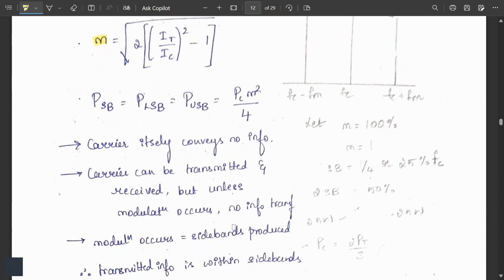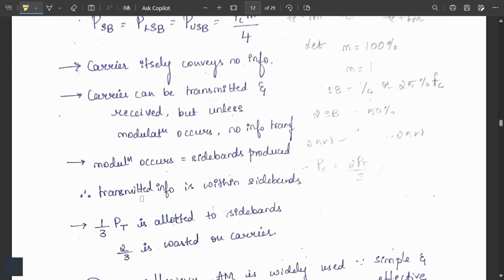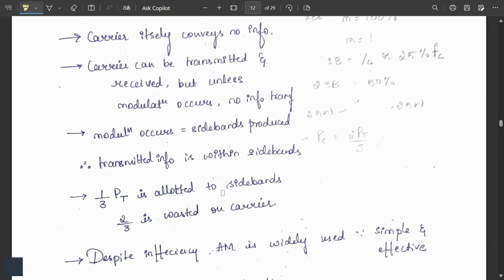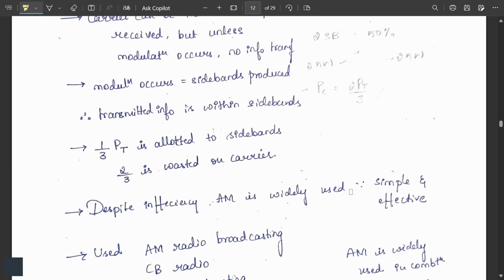Next, carrier signal itself conveys no information. So it needs to be transmitted and received, but unless modulation occurs, no information is transferred. So what? Modulation occurs in the sidebands produced. Therefore, the transmitted information is within the sidebands. 1 by 3rd of the total power is allotted to sidebands. 2 by 3rd is wasted on the carrier itself. Despite this inefficiency, AM is widely used because it is simple and it is effective.